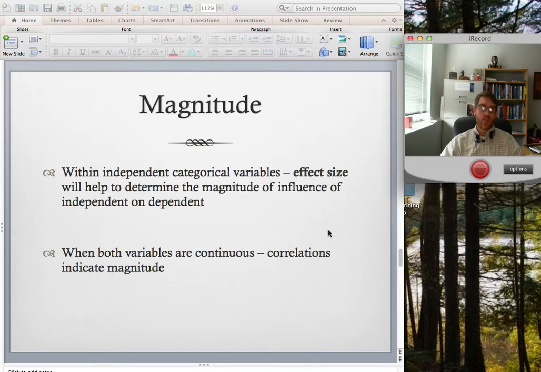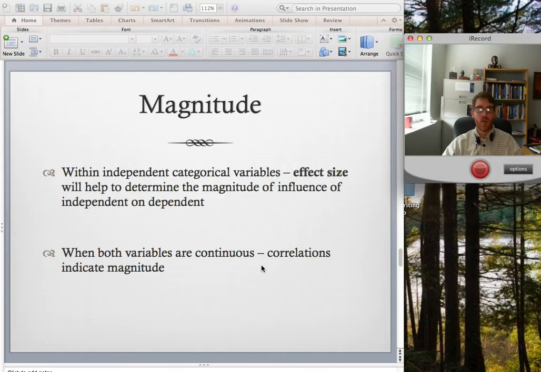Now, in the last three examples of tests, we don't necessarily talk about magnitude, and we can't see the relation from the independent on the dependent. There is a statistical test we can do which incorporates the effect size that will help us determine the magnitude of the influence from the independent to dependent. And that's when we're dealing with independent categorical variables. But when we deal with continuous variables, the correlations themselves will indicate that magnitude or strength of relationship.